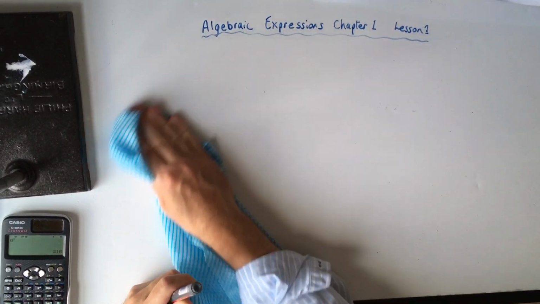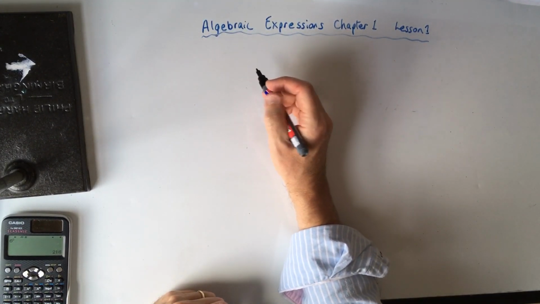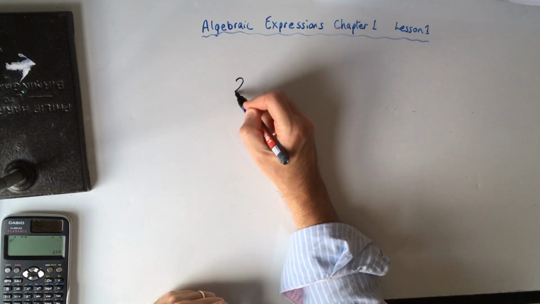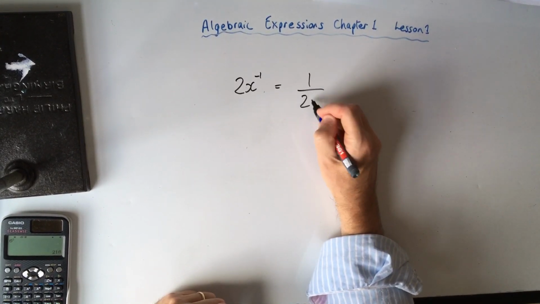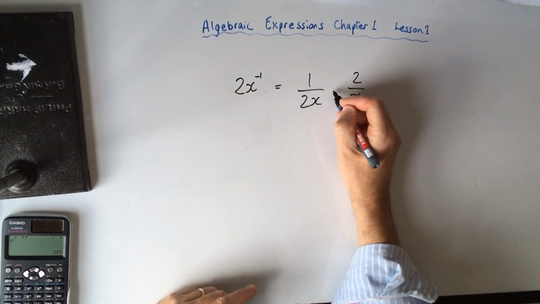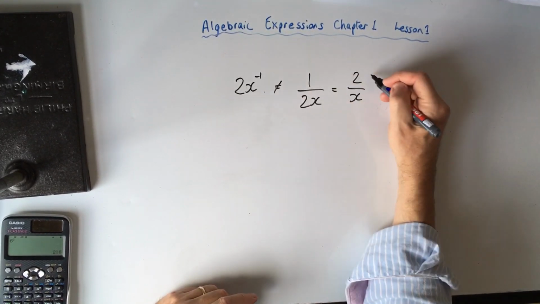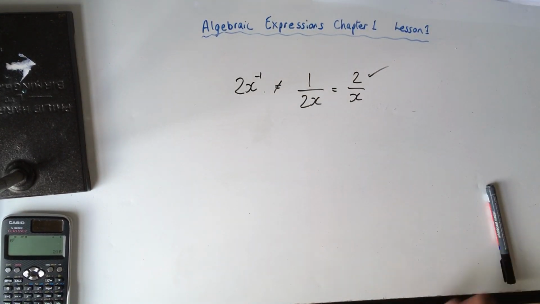The main one, of course, I'll just say it again: if you see something like 2x to the minus 1, do not write that as 1 over 2x. It isn't. It's 2 over x. It's not that, and it is this. That x moves down.